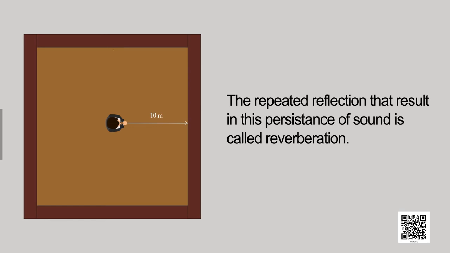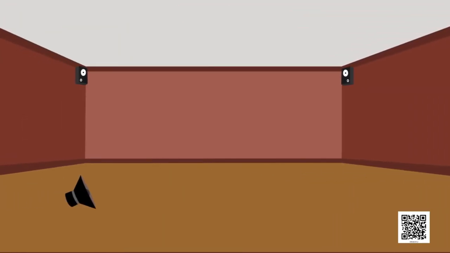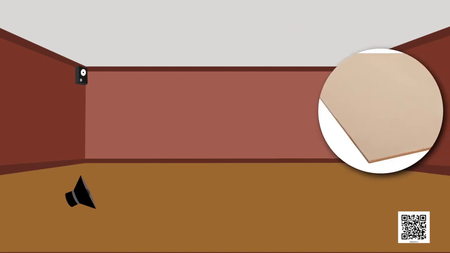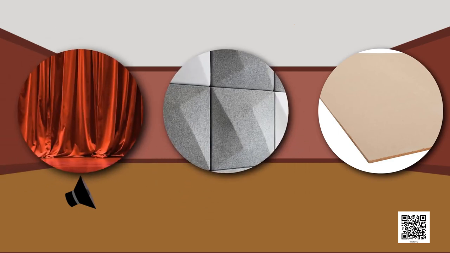In an auditorium or big hall, excessive reverberation is highly undesirable. To reduce reverberation, the roof and walls of the auditorium are generally covered with sound-absorbent materials like compressed fiberboard, rough plaster, or draperies. Uses of multiple reflection of sound.